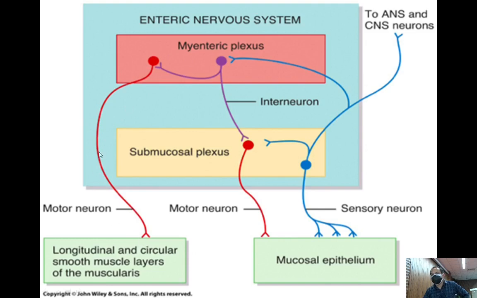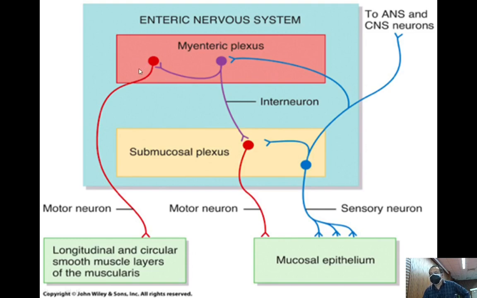Anyway, as you can see, this mainly controls motility of the gastrointestinal tract, and motility plays an important role in propelling food from one part of the GIT to another, number one. Number two, in regulating the flow of chyme from one part of the GIT to another. You have sphincters in between, and these sphincters are controlled by the same myenteric plexus.